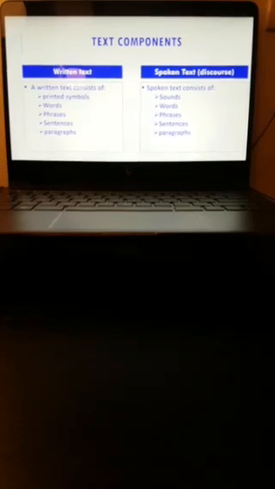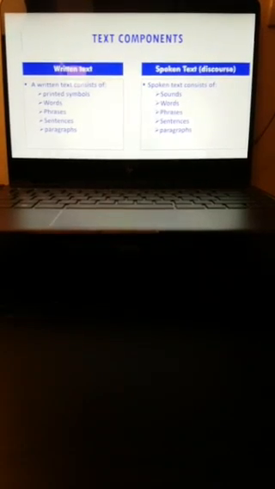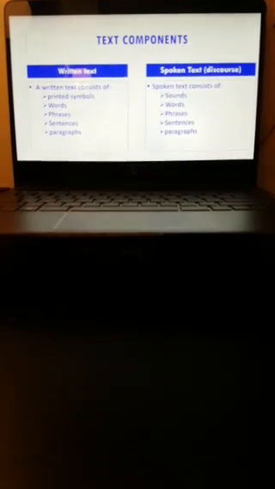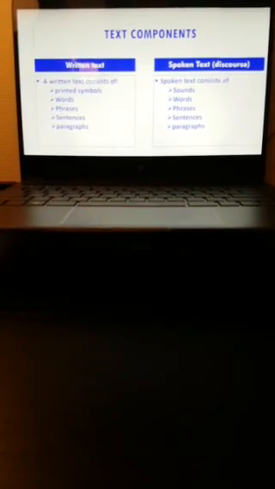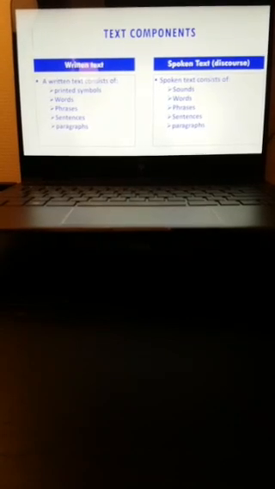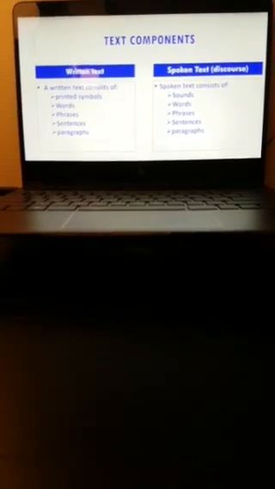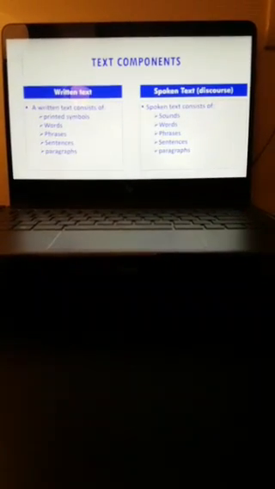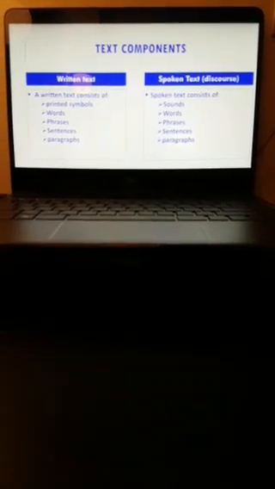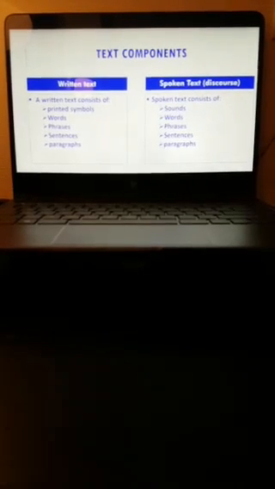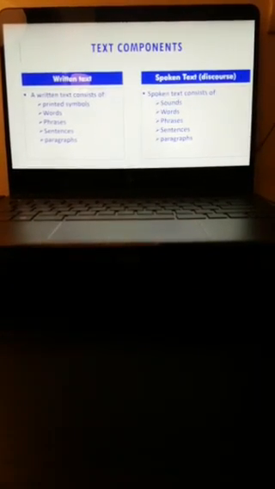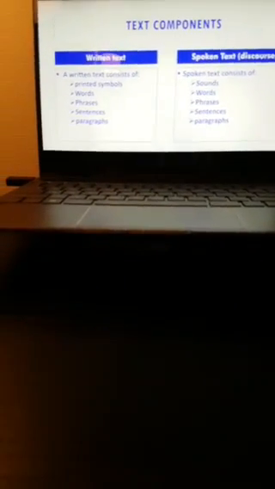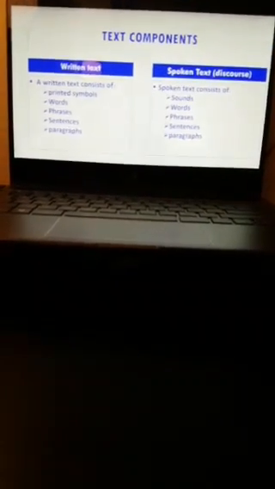It consists of words, and those are put into phrases or into sentences, and the sentences are put into paragraphs. And a written text can be as short as one sentence and as big as a book. In the case of a book, the book consists of chapters, and each chapter consists of sections, and the sections consist of smaller subsections.